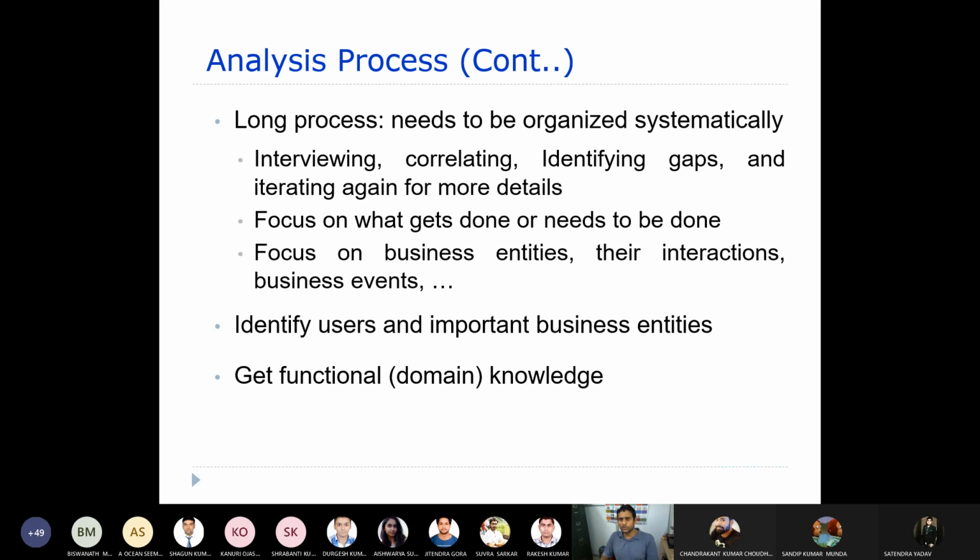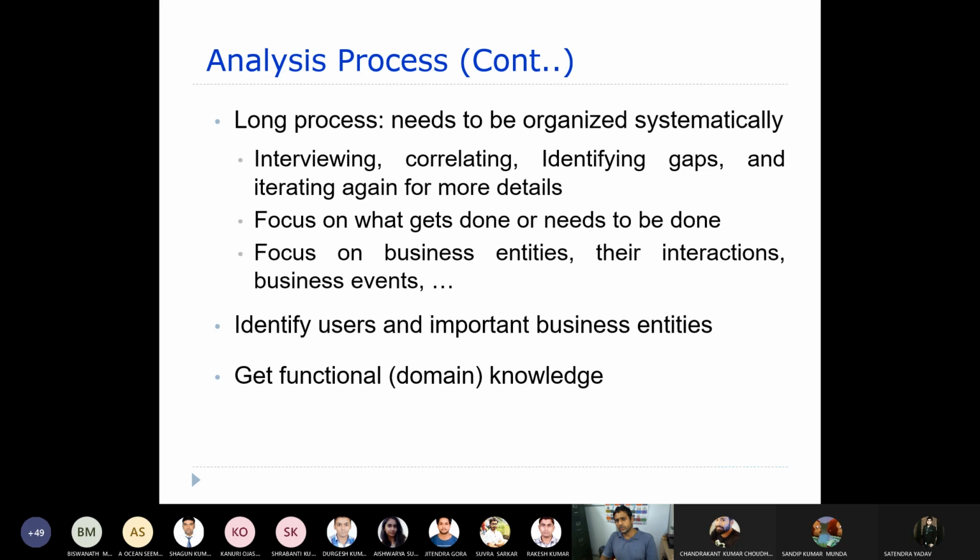So it's a very long process, and that is the reason why we need to carry out these activities very systematically, right? First we need to interview, and then we need to correlate. If there are any gaps, you try to identify those gaps. And if required, you iterate again and again. That means you can carry out these interviews again and again so as to clarify the requirements.